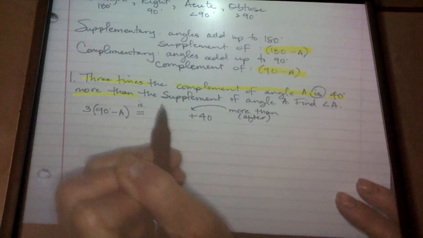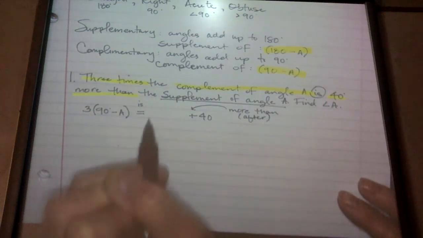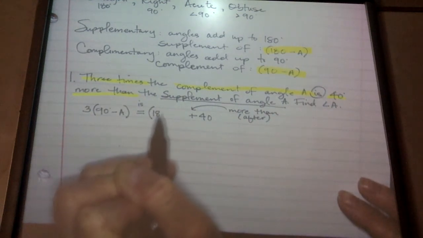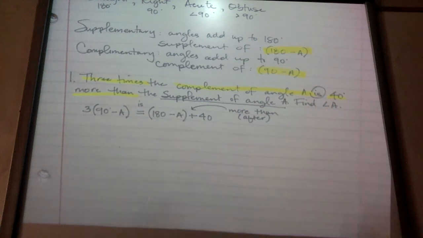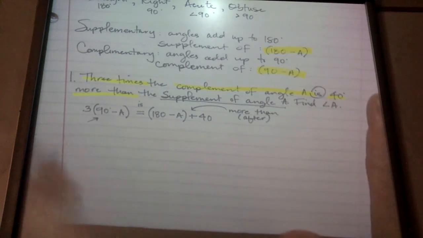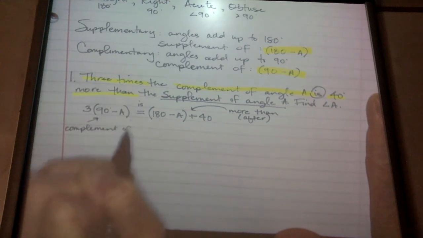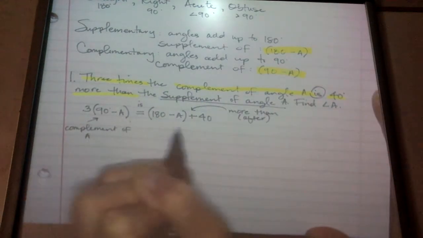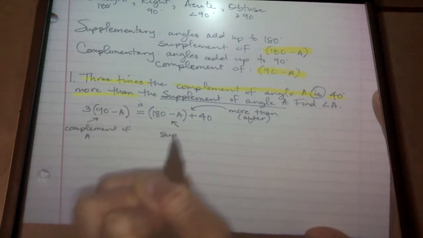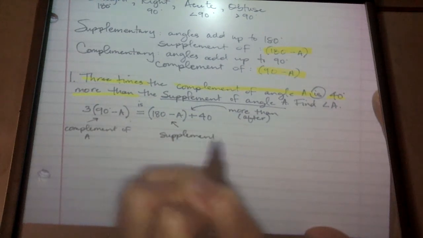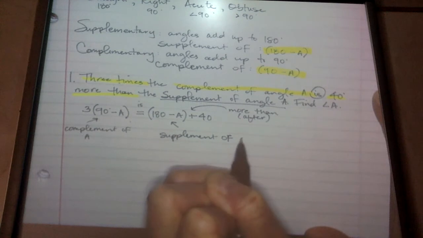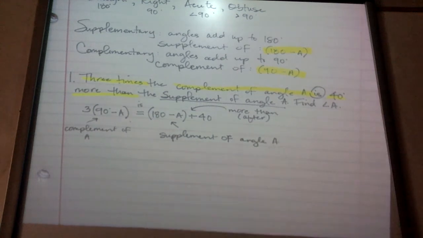And then it says the supplement of angle A. So I'm going to put that in parentheses: 180 minus A. Okay? So that's how this would be set up. This right here is the complement of angle A. This right here would be the supplement of angle A.